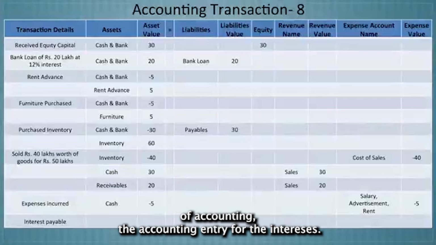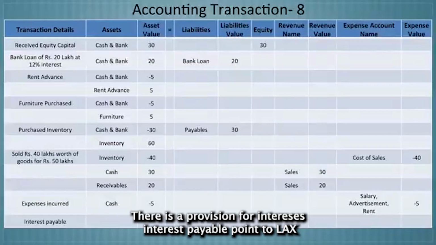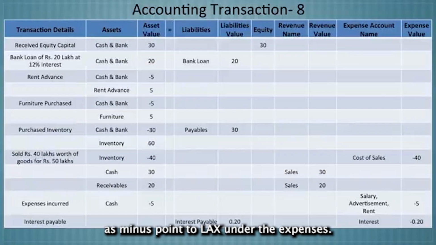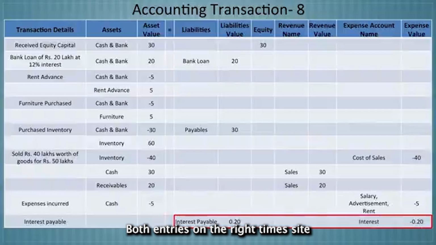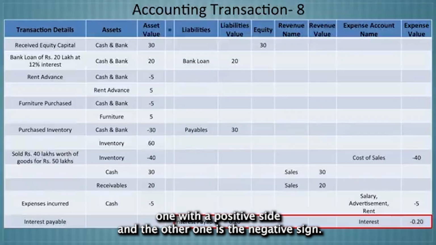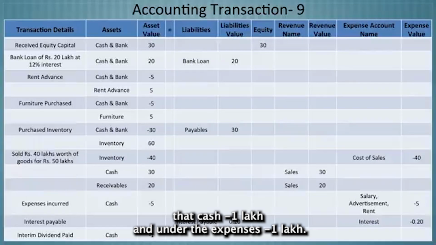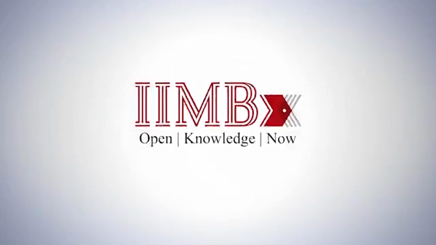The accounting entry for the interest, that is the provision for interest, is interest payable 0.2 lakhs under the liability and interest expense as minus 0.2 lakhs under the expenses. Both entries are on the right hand side, one with a positive sign and the other one with a negative sign. We also paid an interim dividend of 1 lakh. Our entries are cash minus 1 lakh and under the expenses minus 1 lakh.